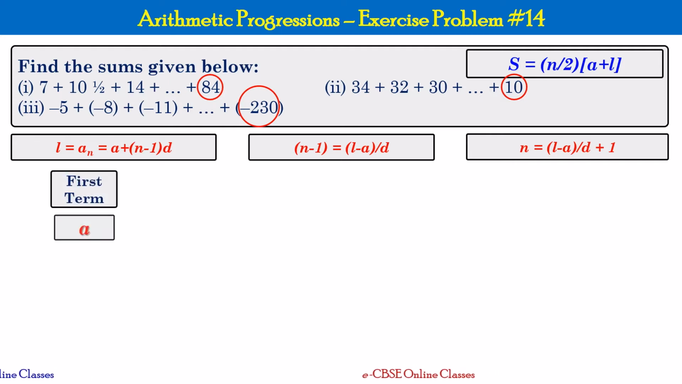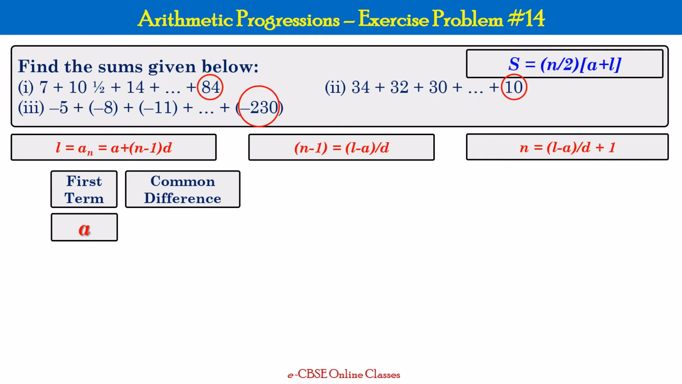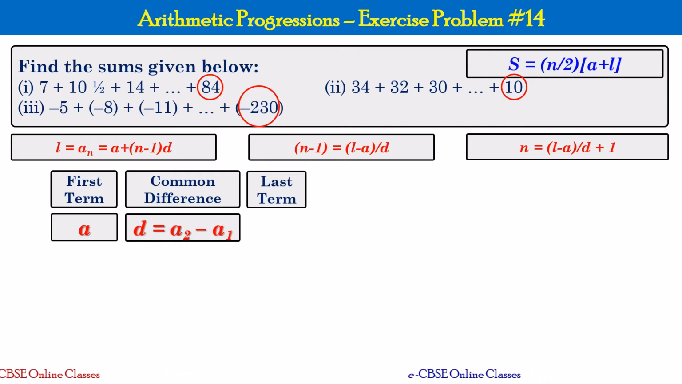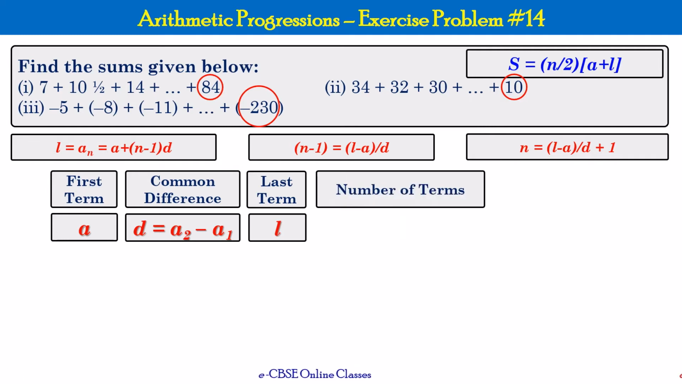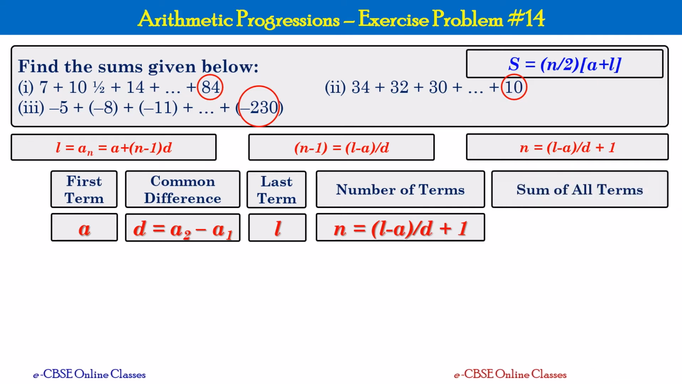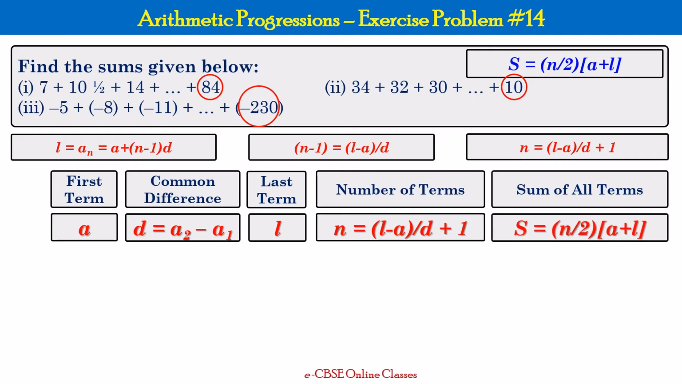The first term a and common difference d is found out by the difference of the first two numbers, d equal to a2 minus a1. And next will be the last term, that is l. And the next will be the number of terms n. It is calculated using the values of l, a and d. And finally the sum of all terms, that is n by 2 times a plus l.